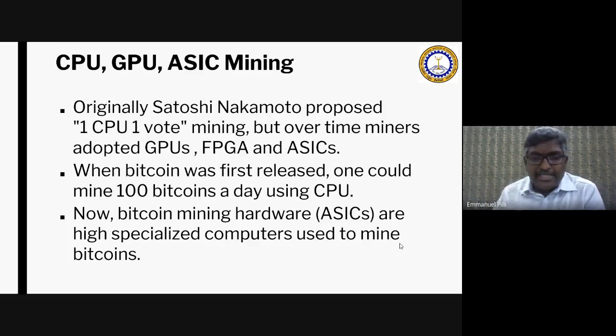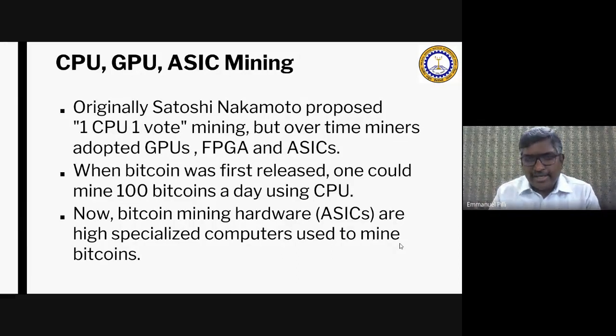And then finally, application specific ICs. The whole mining process can be incorporated as an application, and that application specific IC is created. So the IC doesn't do anything else except mining. It takes a value, and then calculates a value which is less than the hash.